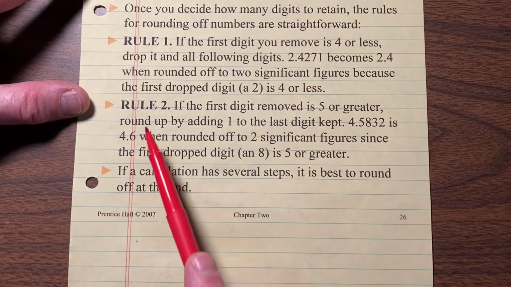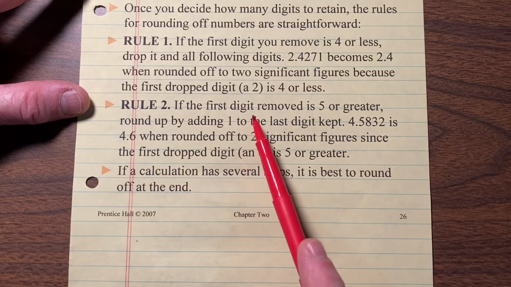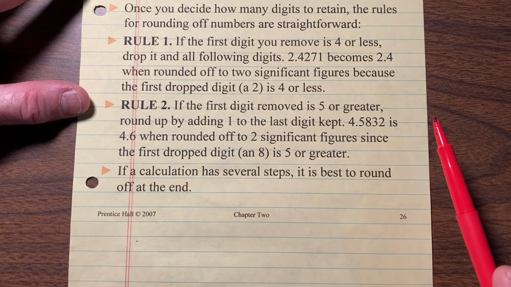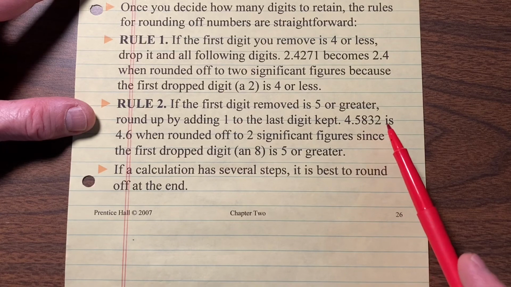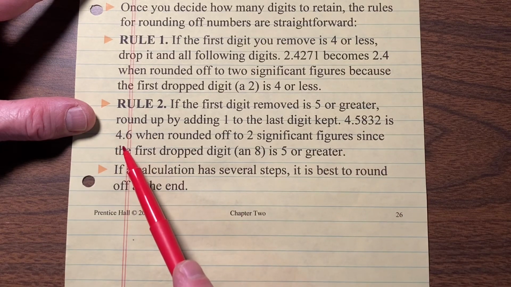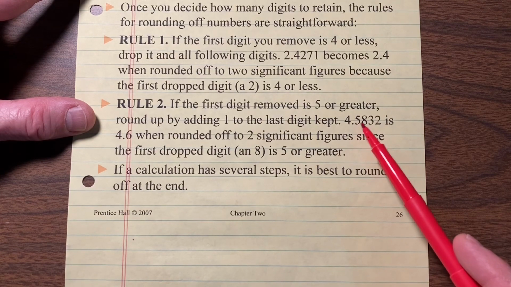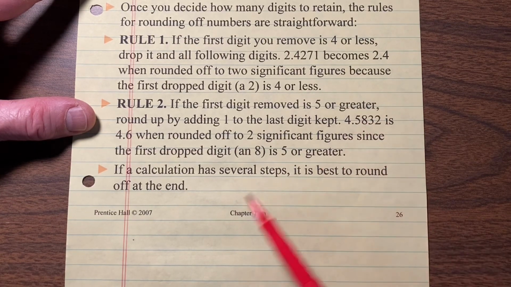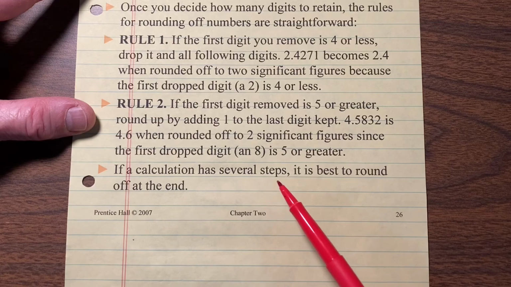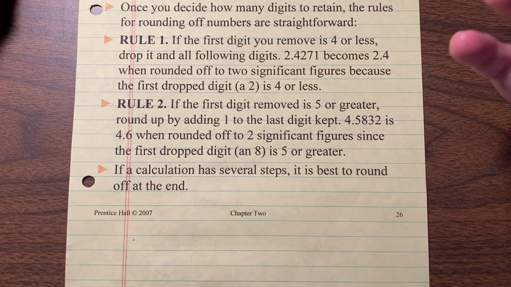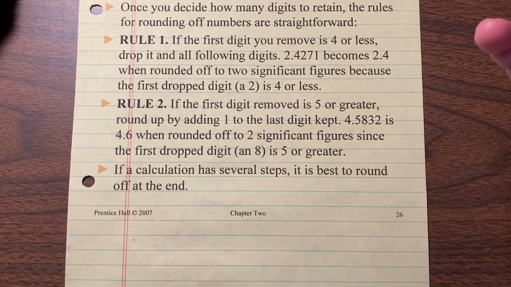That's using the next rule. Rule number 2, if the first digit removed is 5 or greater, round up by adding 1 to the last digit kept. So 4.5832 becomes 4.6 if you round off to 2 sig figs, because the first digit removed is 5 or greater. If a calculation has several steps, it's best to round off at the end. So in the next video, I'm going to show you some unit conversion problems where I'll illustrate that.